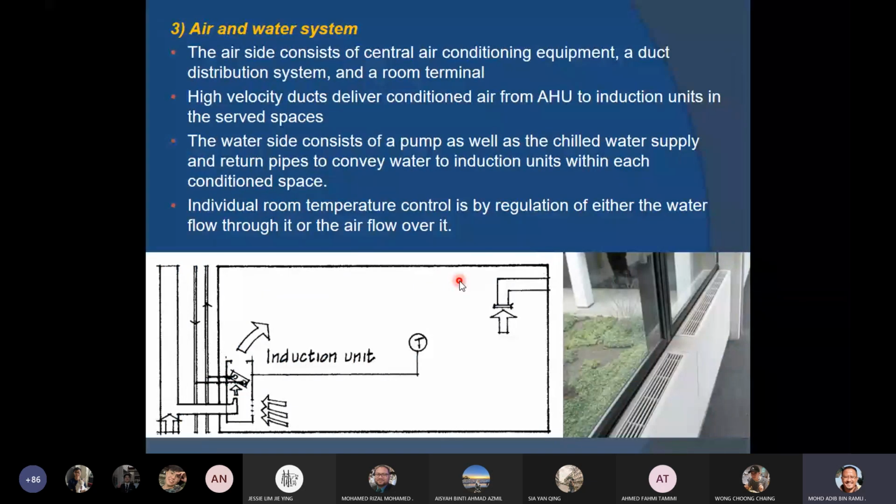Okay, the last one is the air and water system. This is where both the cool air as well as the chill water pipes serve the room, right? But again, I believe this system is more for overseas, so I'm not going to explain much about this.